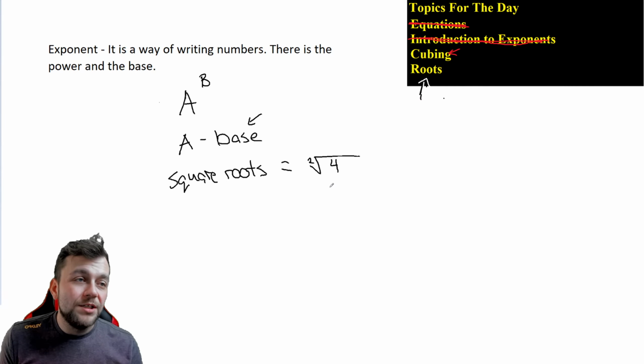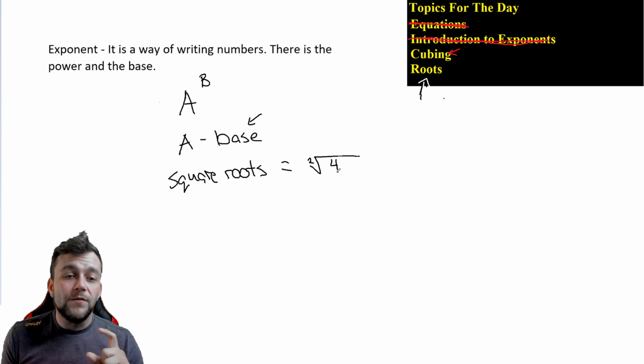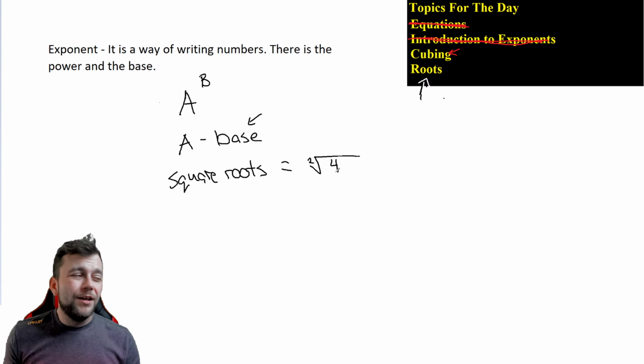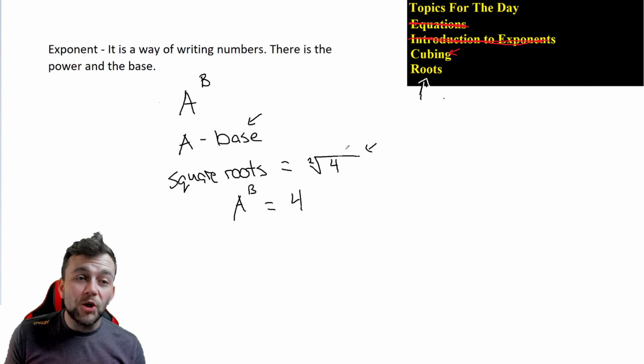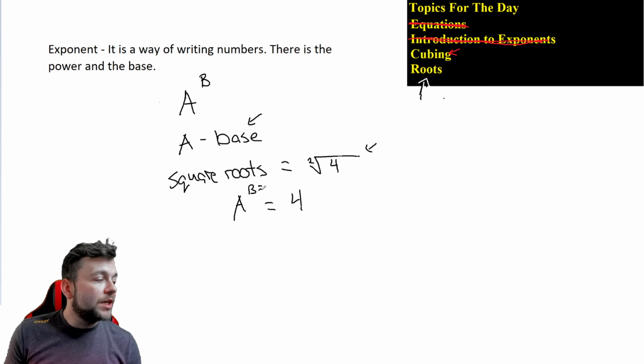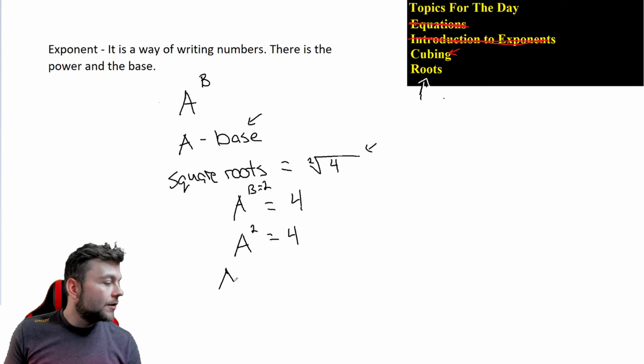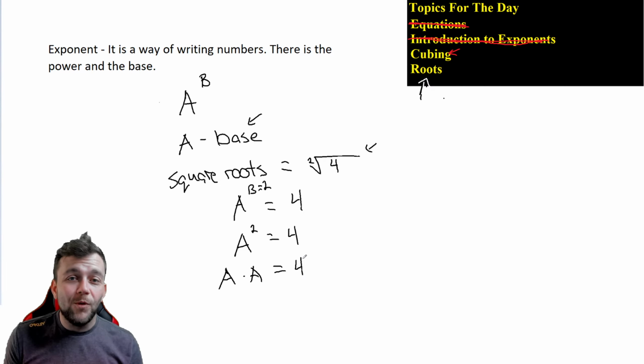What I'm asking you is, what is the base of the number 4 in terms of squaring? Let's think of our powers again. A to the B equals 4. And then what we are told is that B equals 2. So A squared equals 4. So what is A? A times A equals 4. It has to be the same number that goes into both spots.